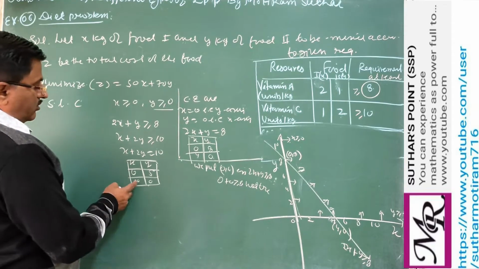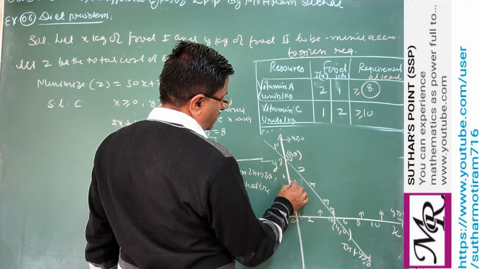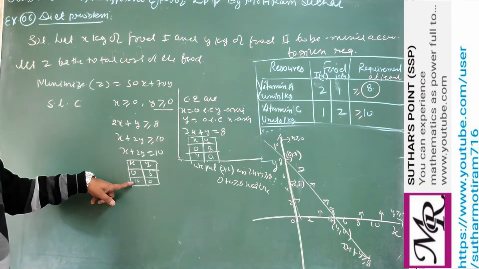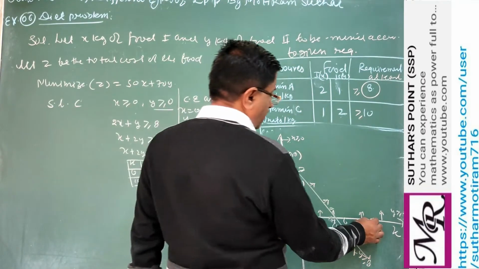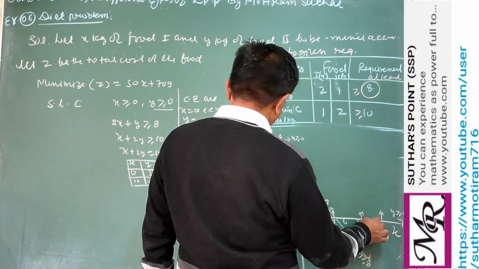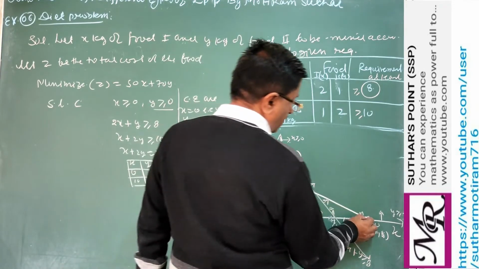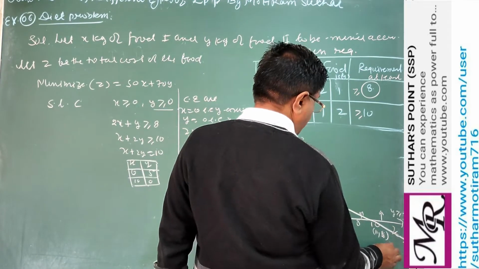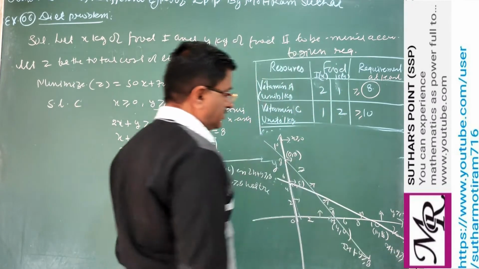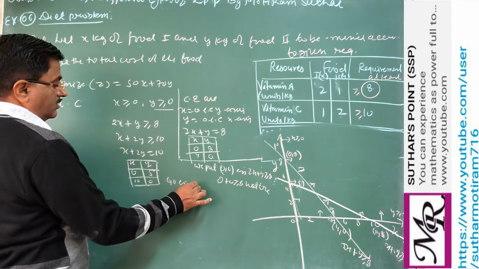Now similarly we draw the equation with the points (0, 5) and (10, 0). Join these two points and we get this line. Clear? The equation of this line is x plus 2y greater than or equal to 10. Again here also we put the origin in this line.